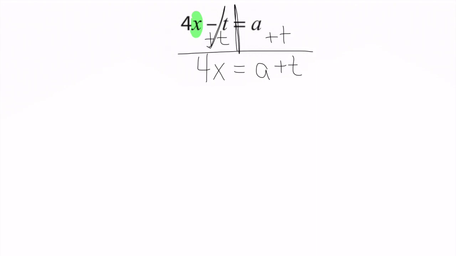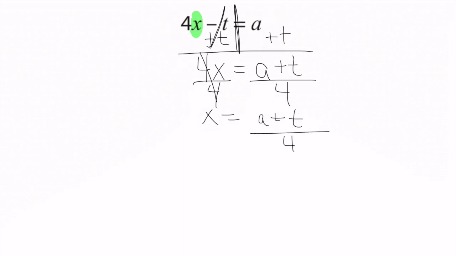Right? We can't combine a and t. They have different last names. They are different variables. We cannot combine them together. And then in order to get x by itself, it's being multiplied by 4, so I'm going to divide by 4. Now, is there any way for 4 to go into a or 4 to go into t? No. So we just leave it like this: x equals a plus t over 4.